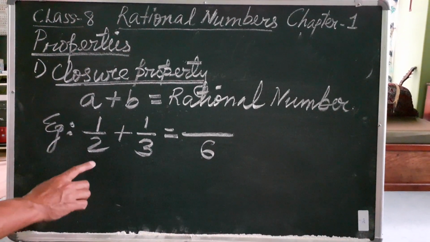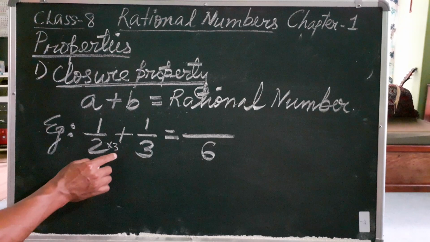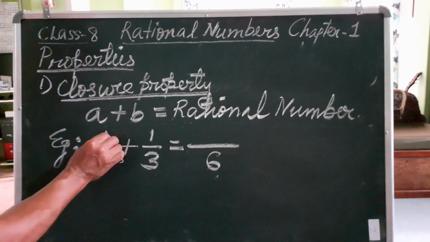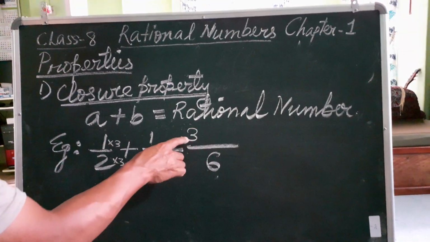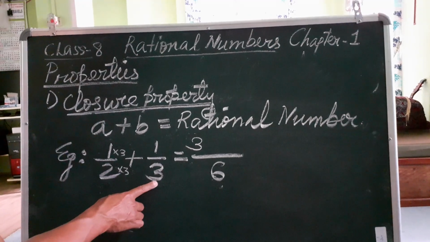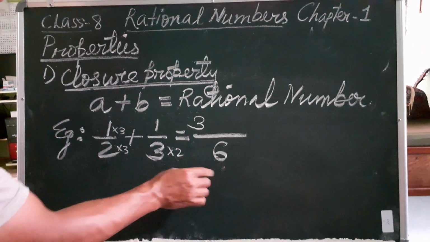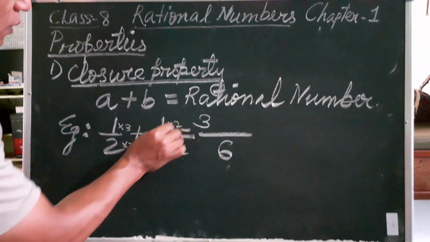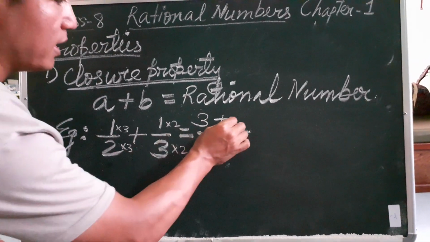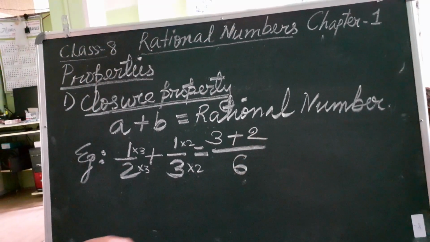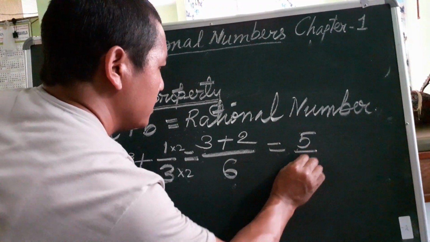Now, 2 into how much do you get 6? 2 into 3 is 6. Again, you multiply the numerator with 3. 1 into 3 is 3. The same way, 3 into how much do you get 6? 3 into 2, you get 6. Again, you multiply 1 with 2. 1 into 2 is 2. So here you'll get 3 plus 2 is 5 by 6.